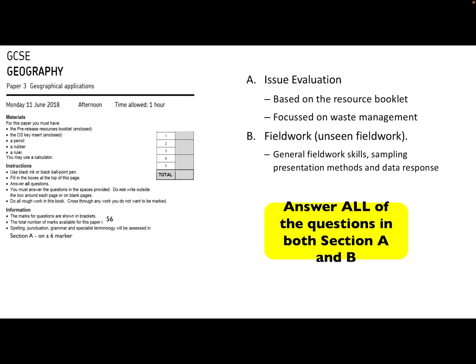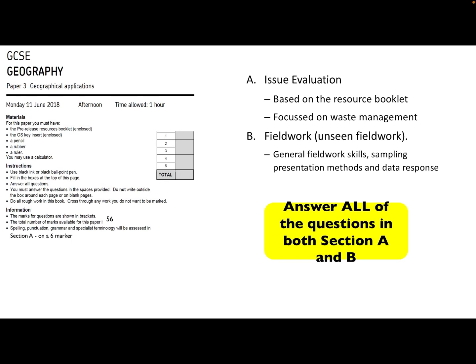You've got two sections. Section A is the issue evaluation. So you spend about half an hour on that section. That's the one where you can have some questions based on the resource booklet that we looked at in lesson. So that's the one about waste management, about the proposed incinerator.